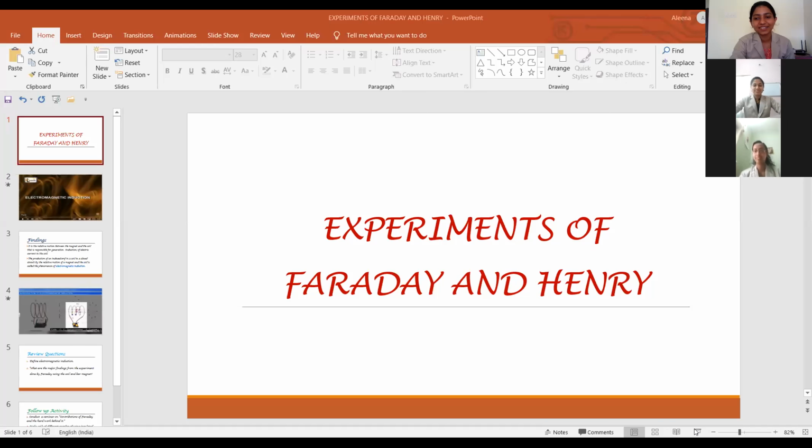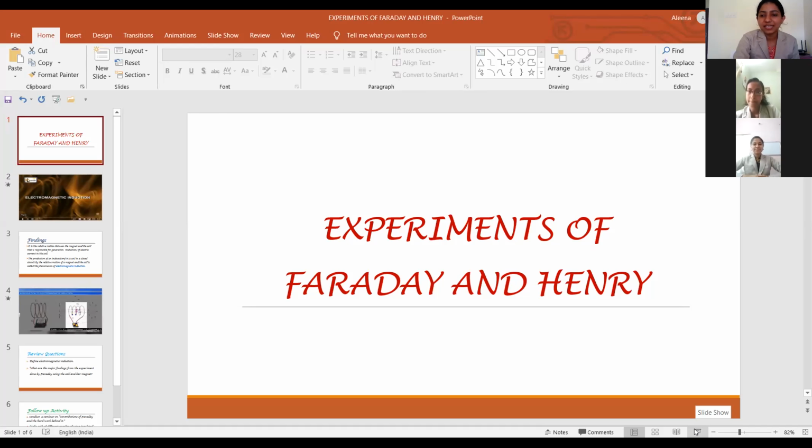Here we start our electromagnetic induction with a few experiments done by Michael Faraday and Joseph Henry. We always know that Michael Faraday is the father of electricity. So let's see the experiments. In order to understand the concept of electromagnetic induction, we have to look at some experiments that were done by Faraday and Henry.